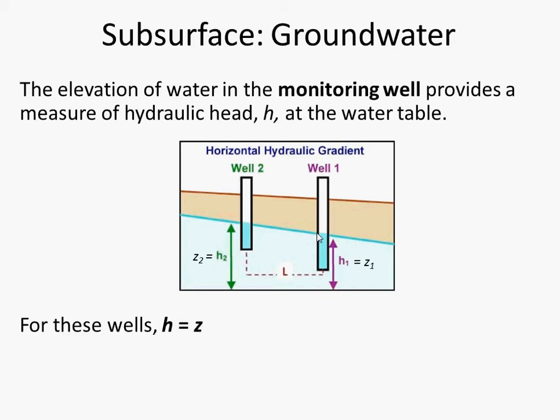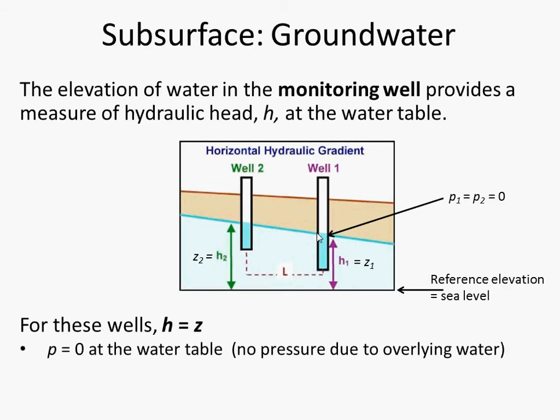So for these wells, the hydraulic head equals z. And that's because, if you remember, we just talked about P, or the pressure head, equals 0 at the water table because there's no pressure due to overlying water. There is no overlying water. So for both of these monitoring wells, pressure is 0, so the hydraulic head is equal to the elevation of the water in these wells above sea level, or above a reference elevation. In this case, we're just saying that that reference elevation is sea level right here. So Z1 equals H1 and Z2 equals H2.